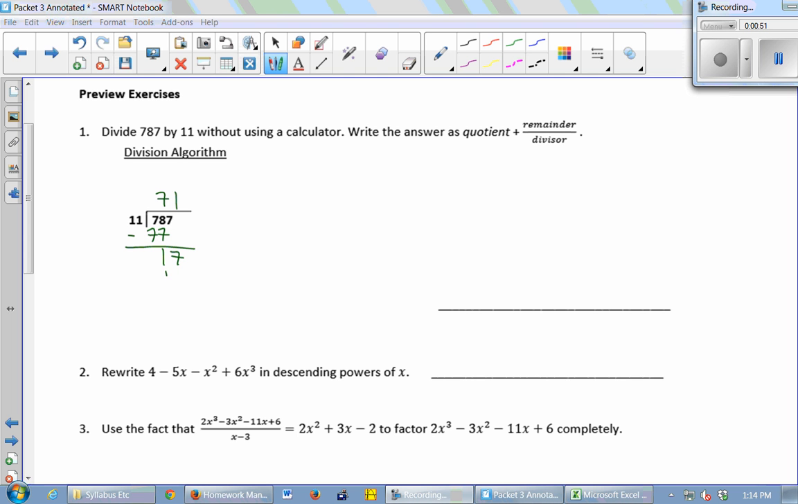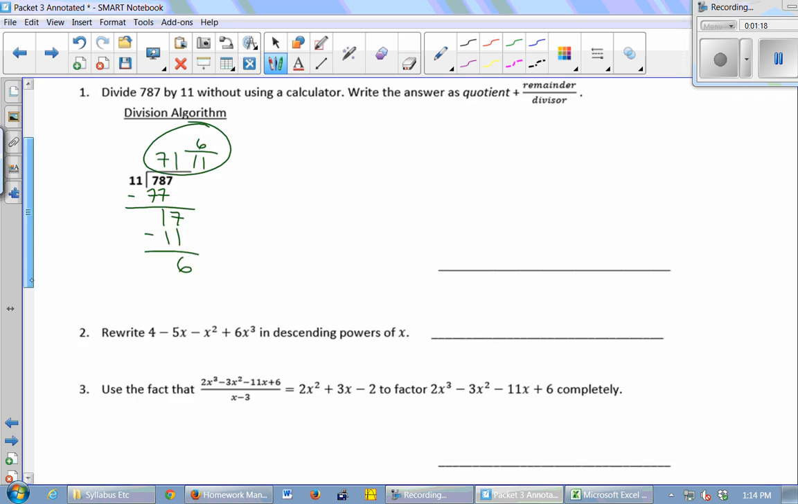1 times 11 is 11 and you subtract. You get 6. There's nothing left to bring down. I could put a decimal point and a 0 there if I wanted to do this as a decimal, or I could take my remainder and express it as a fraction. So you could do 6 over 11. So 71 and 6/11 is the answer.